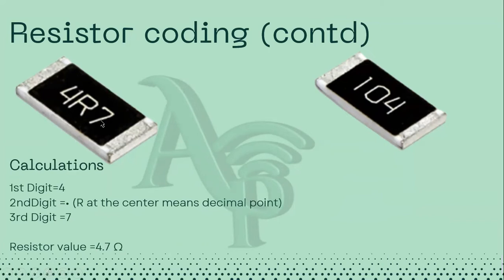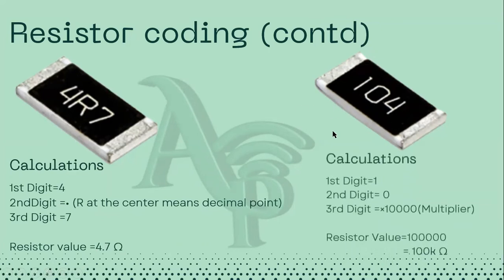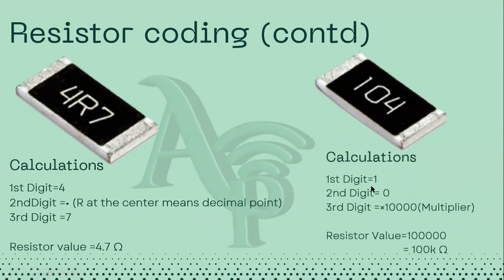4.7 ohms. You get it? All right, so let's look at this. So we have this as our first digit is 1, second digit is 0. Now, we don't have any letter here. The fourth digit becomes our multiplier.